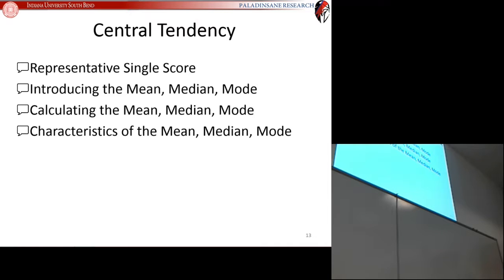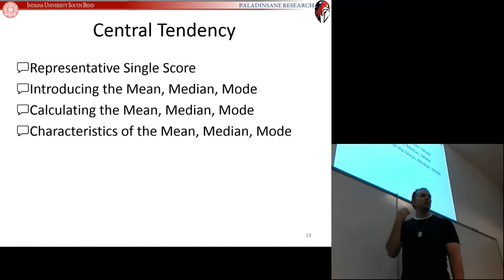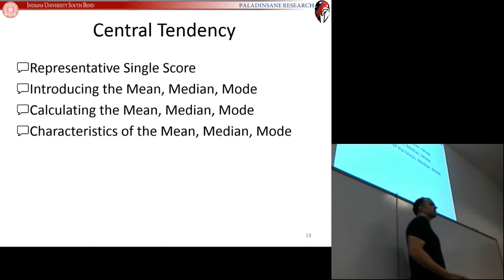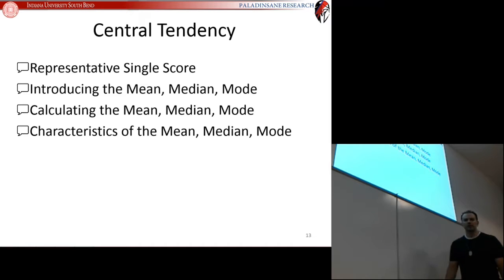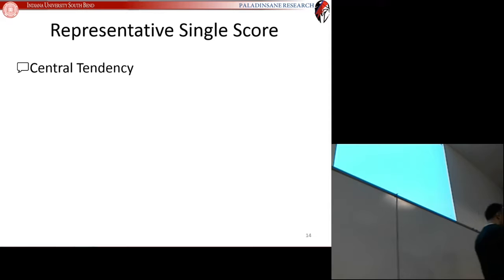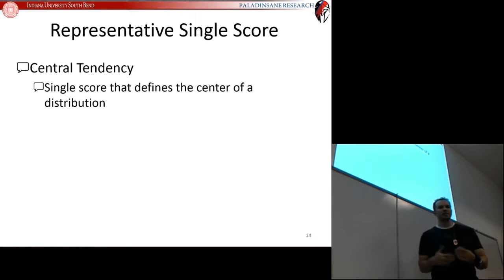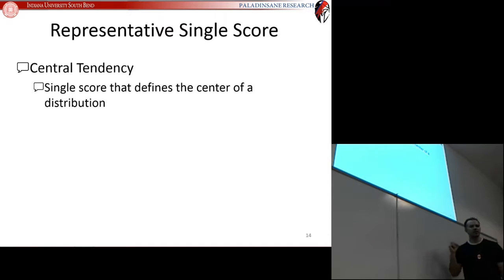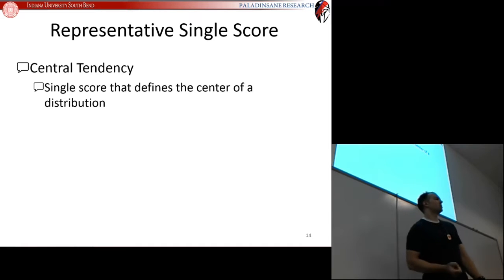And then we're going to take a look at characteristics of the mean, the median, and the mode. There's 3 of them because they're different. They're good for some situations, not so good for other situations. All right, so the idea of a representative single score, we're looking at the idea of a central tendency, a kind of center of mass. It's a single score that defines the center of a distribution.